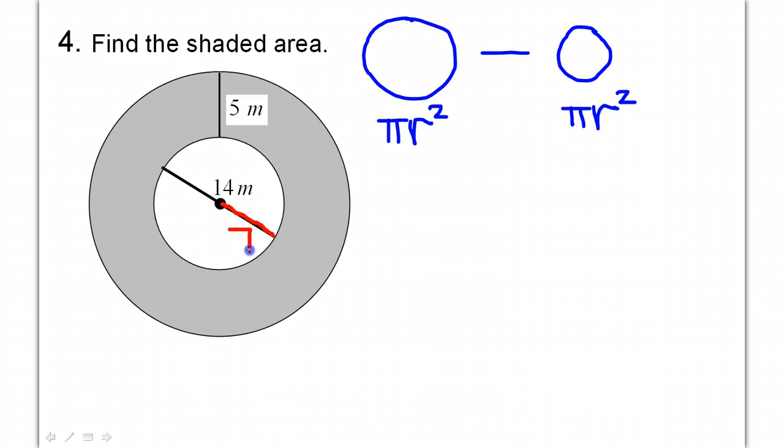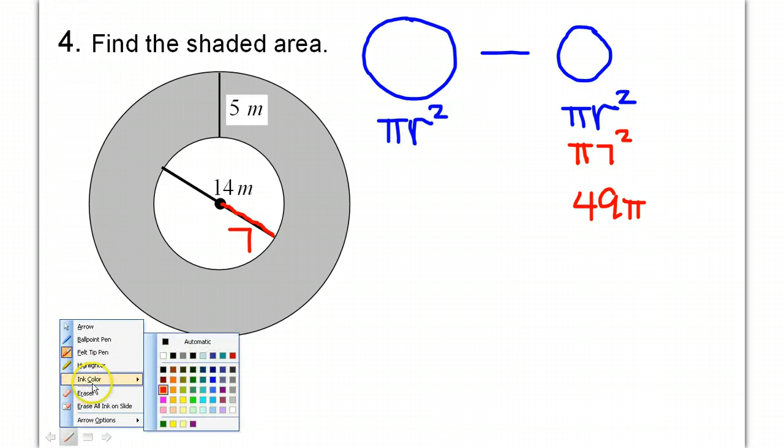The radius of the small circle is 7. Half of the diameter. So that means over here I'm going to have pi times 7 squared, which you could probably just skip straight to 49 pi. Okay, so that's the area of the small circle. Now, back to the area of the large circle. I got to be careful. The radius of the large circle, everybody. Tell me what the radius of the large circle is before I get there.